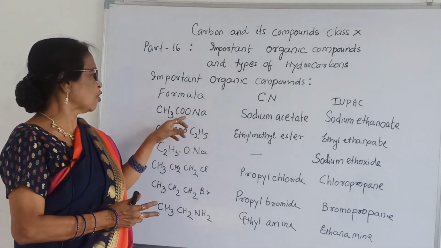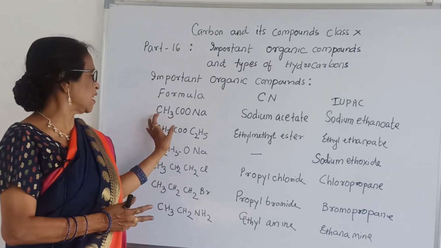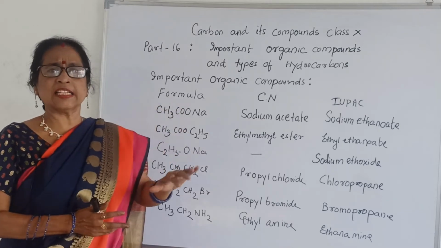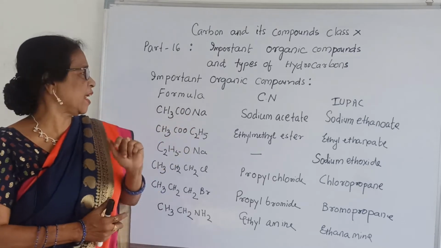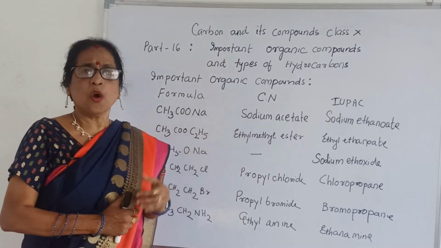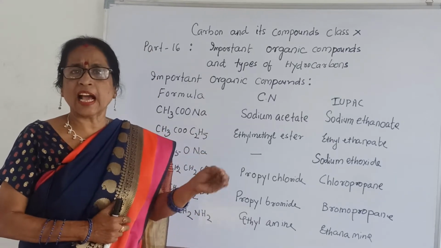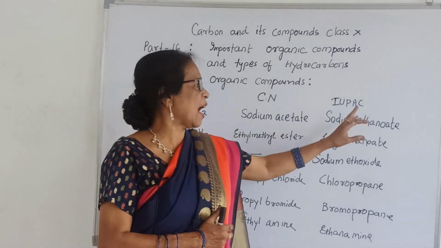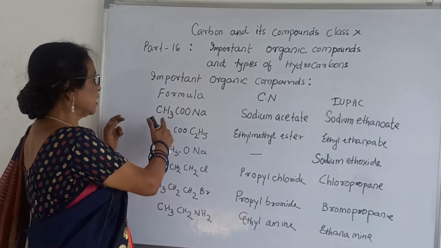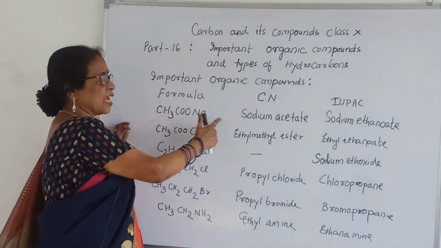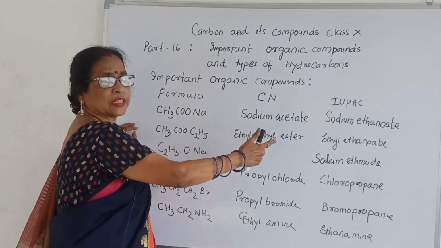CH3COONa. How can you name it? It is the part that comes from acetic acid, CH3COOH, where H is replaced by sodium. So the compound CH3COONa is sodium acetate. What is the IUPAC name of acetic acid? Ethanoic acid. Ethanoic acid changes to ethanoate. So what is the name? Sodium ethanoate. Again, CH3COONa, from acetic acid according to the common name, is sodium acetate. According to the IUPAC name, it is sodium ethanoate.